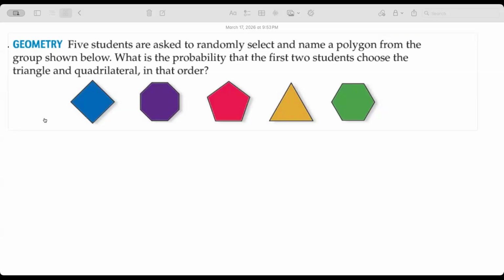Yeah, go ahead. Yeah, it is 1. Good job. And then? First 2 students, correct. So what is the probability that the second student chooses a quadrilateral? What do you think about it?